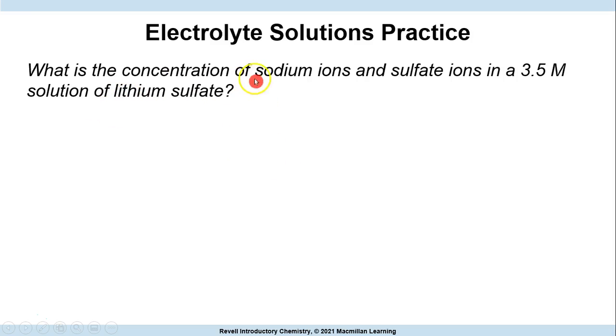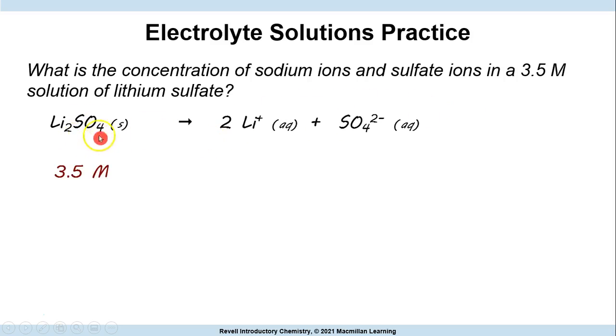Now, what is the concentration of sodium ions and sulfate ions in a 3.5 molar solution of lithium sulfate? So how can we solve this problem? We first of all start with the formula of lithium sulfate and see how it dissociates into its ions. Then we are going to see the concentration of the ions.